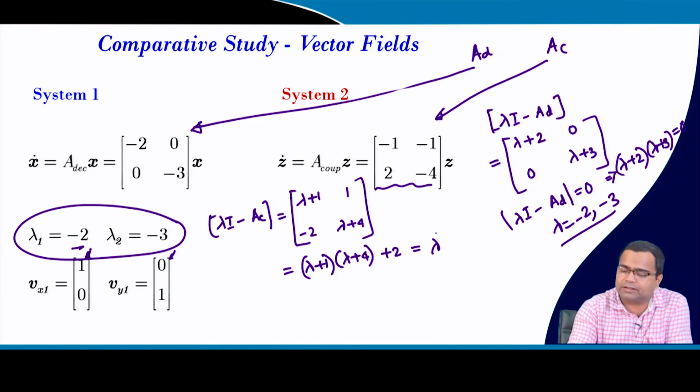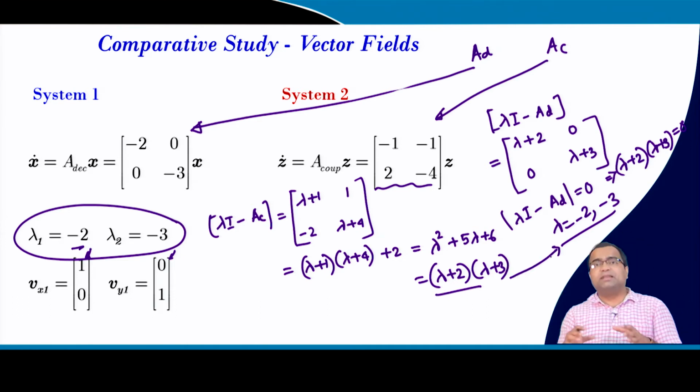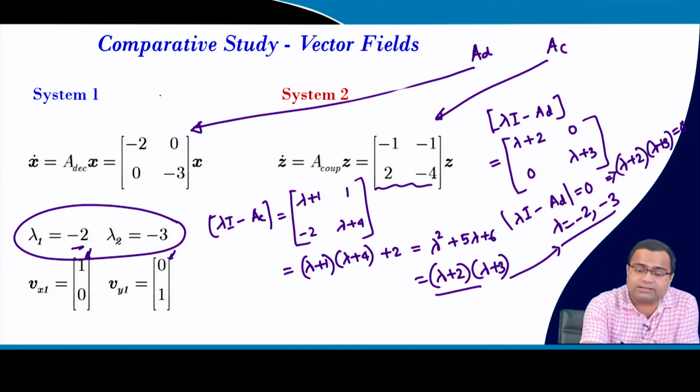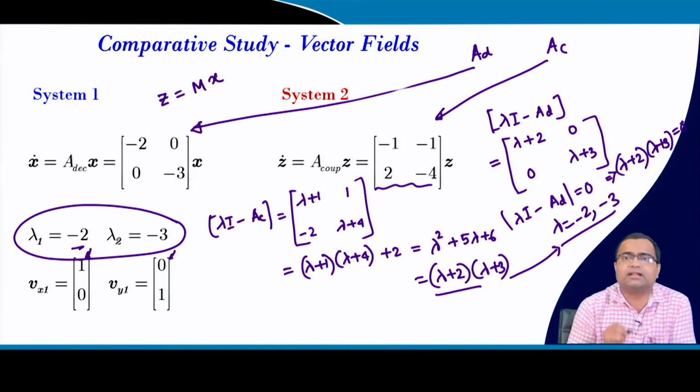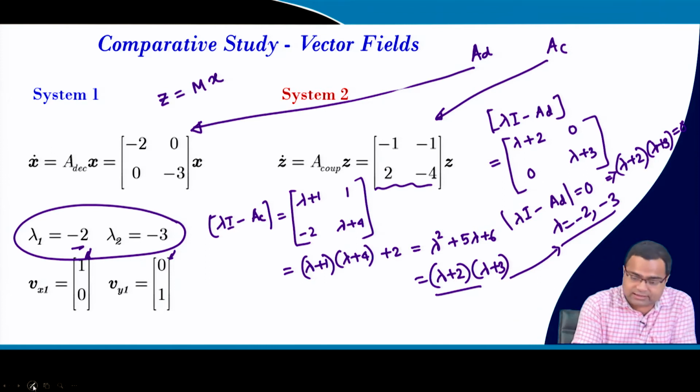So, it will be lambda square plus 5 lambda plus 6, which is nothing but lambda plus 2 into lambda plus 3. So, it is the same form, it will be the same. That means the transformation does not change, because what we got was z equal to m times x, that we got.